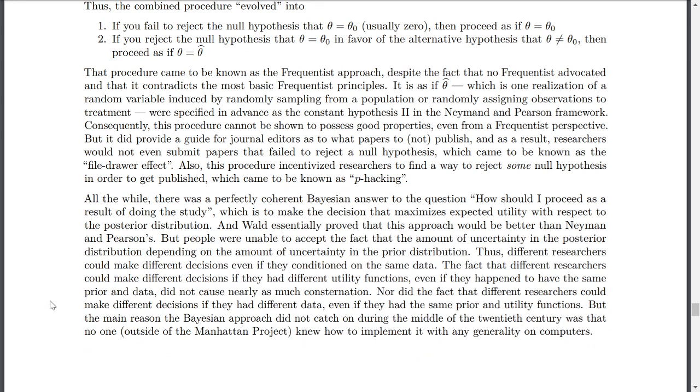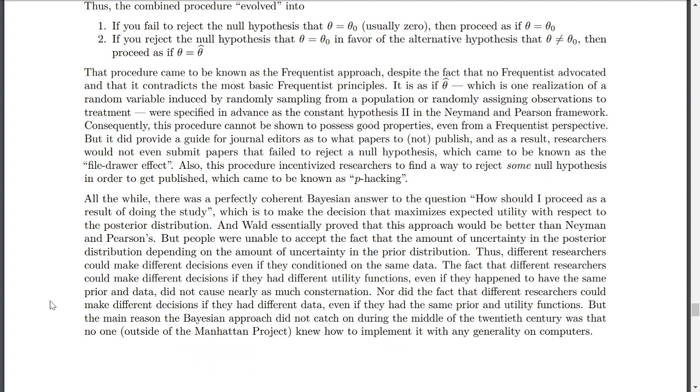And all the time, there was a perfectly coherent Bayesian answer to the question, how should I proceed as a result of doing the study? Namely, make the decision or conclusion that maximizes your expected utility with respect to the posterior distribution. And Wald had already proven that that was basically better than the Neyman and Pearson approach. But no one at the time was willing to accept that, because the posterior distribution is going to have uncertainty.